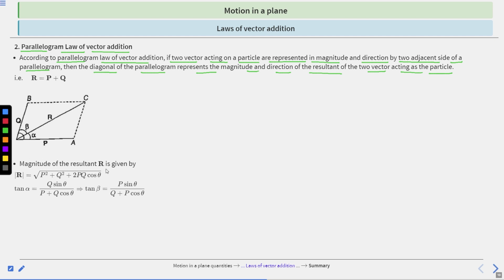The magnitude of the resultant vector is mod of R equal to under root P square plus Q square, where this is P and this is Q, plus 2PQ cos theta. So this is the magnitude of the resultant R. And the angle: tan alpha is equal to Q sin theta divided by P plus Q cos theta, and tan beta is P sin theta divided by Q plus P cos theta. So this is the parallelogram law of vector addition.